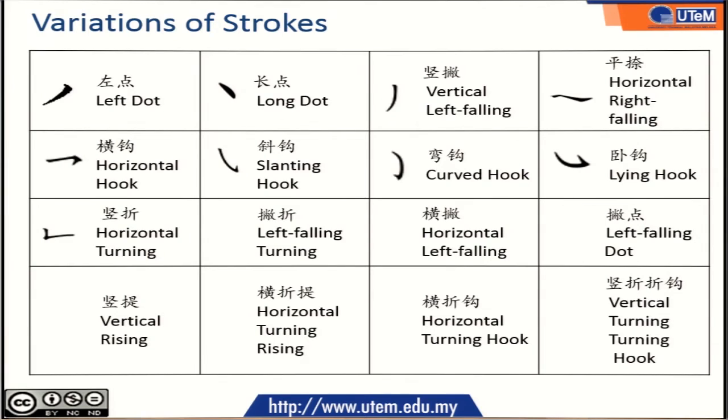竖折, horizontal turning. 撇折, left falling turning. 横撇, horizontal left falling. 撇点, left falling dot. 竖提, vertical rising. 竖折提, horizontal turning rising. 横折勾, horizontal turning hook. And 竖折折勾, vertical turning turning hook.